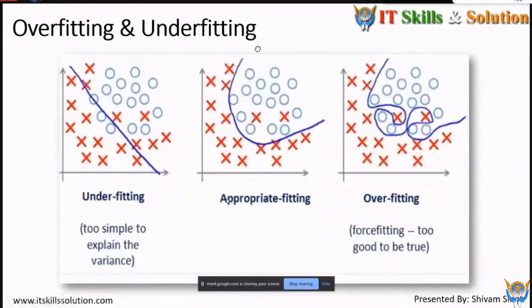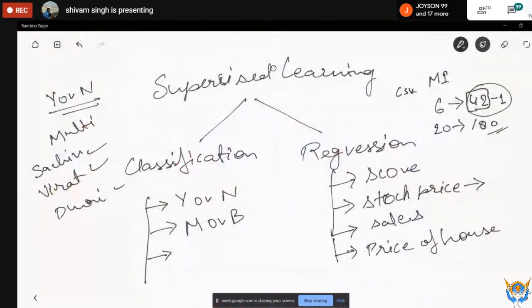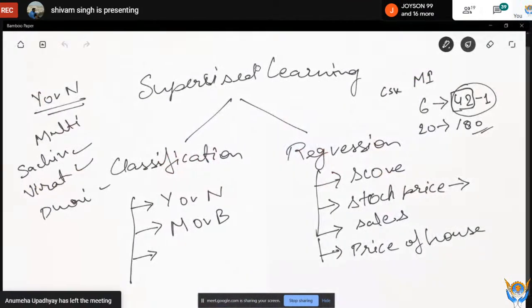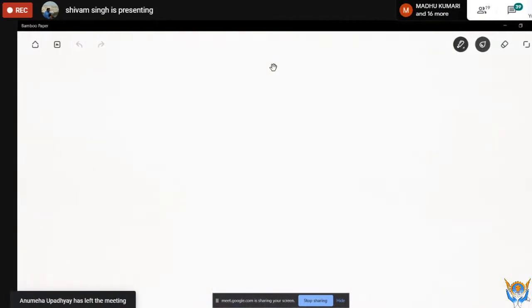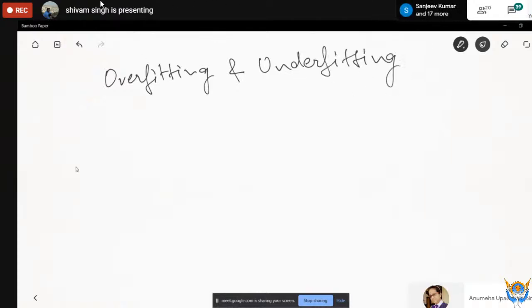Then the next thing is underfitting and overfitting. This is basically an issue with a machine learning model, called overfitting and underfitting. So first, see what underfitting is.